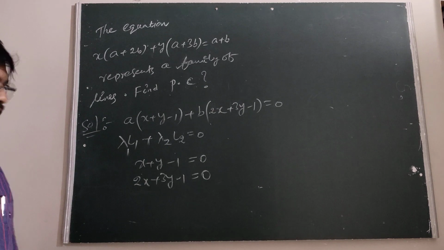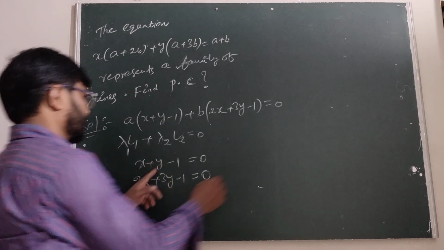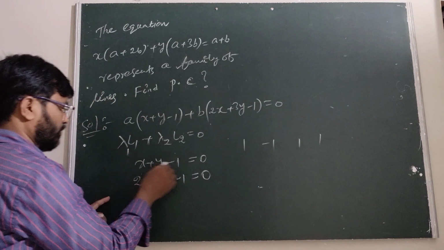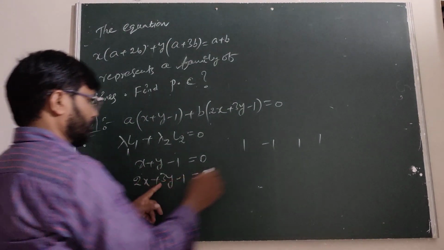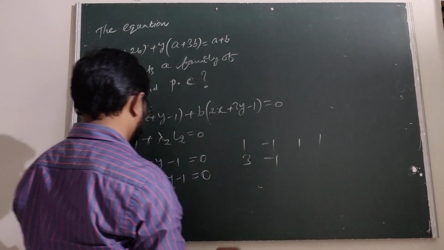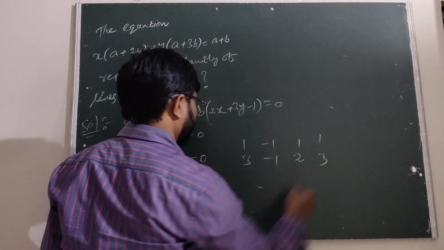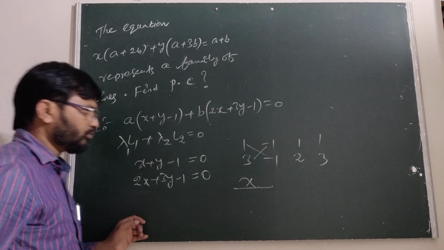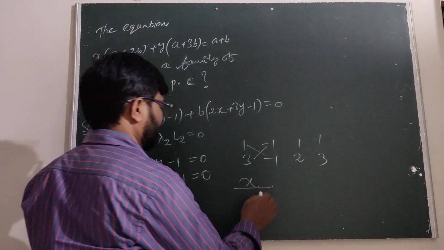These are the lines. We have to find the point of intersection: 1, minus 1, 1, 1, then 3, minus 1, 2, 3. Now this is x by minus 1 plus 3. Minus 1 plus 3 is 2.